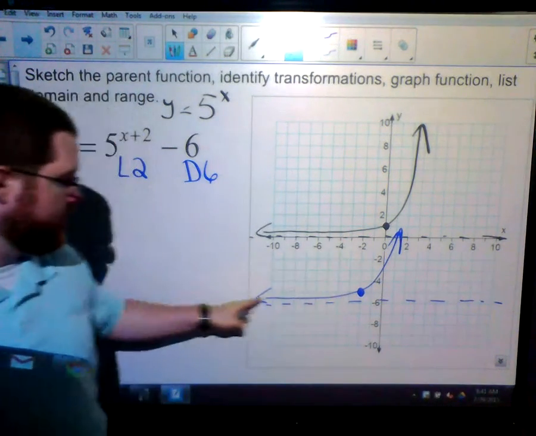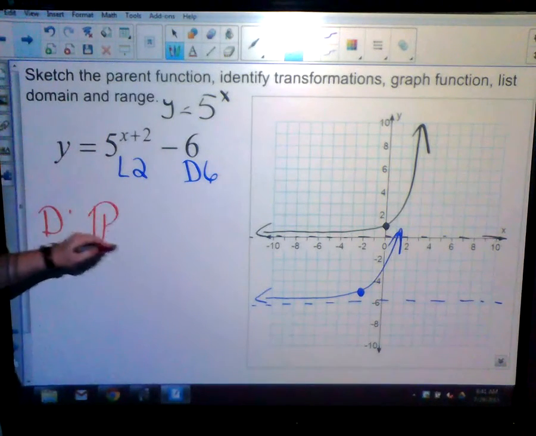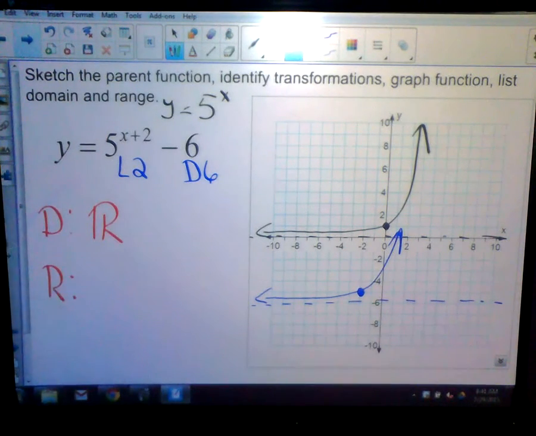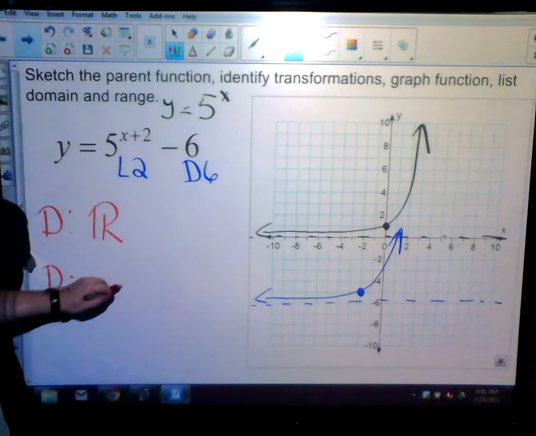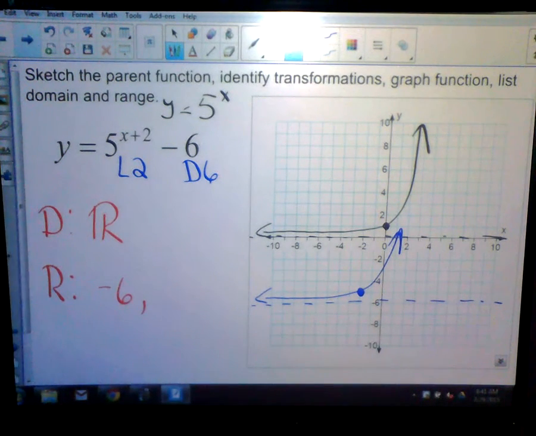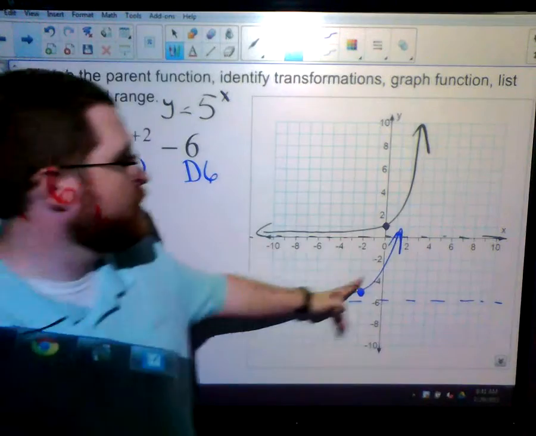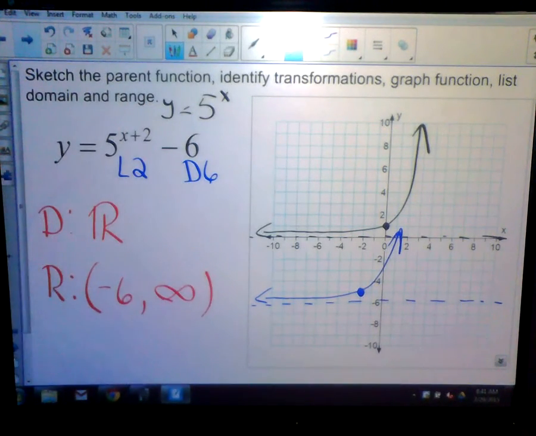Let's talk about the domain of this guy. How far left? Forever. How far right? Forever. All real numbers. How about the range? What's the bottom of my graph? Well, the bottom of the graph is -6. But it never touches -6. So what do I use to say that it gets close to -6 but never touches -6? I use a parenthesis. How high up does the new blue graph go? It goes up forever. So the domain is all real numbers, and the range is -6 to infinity, not including -6.